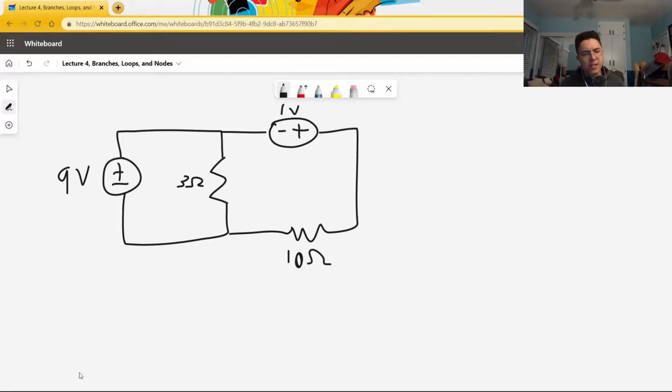When analyzing a circuit, it's helpful to think in terms of branches, loops, and nodes. A branch consists of one or more elements in uninterrupted series. For example, this single resistor is a branch. However, the combination of this battery and this resistor does not make a branch.